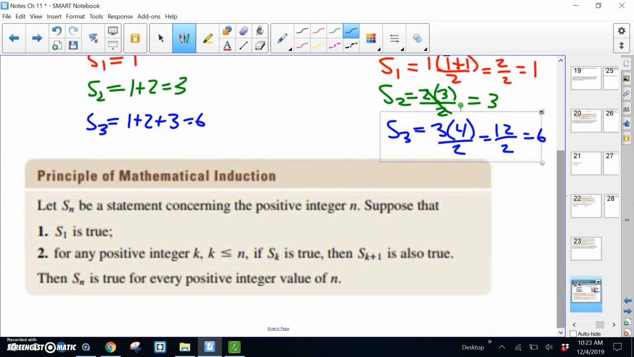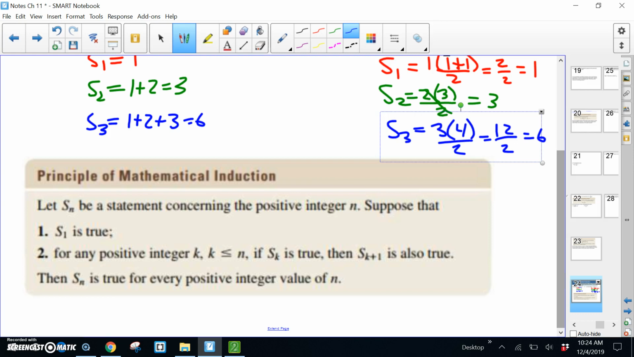All right. It says let some statement Sn be a statement concerning the positive integer n. Suppose that 1, S1 is true, 2, for any positive integer k less than or equal to n, if Sk is true, then Sk plus 1 is also true. Then Sn is true for every positive integer value of n. Okay. That's really complicated and confusing. I get it. All right, so you might want to read that again and again.